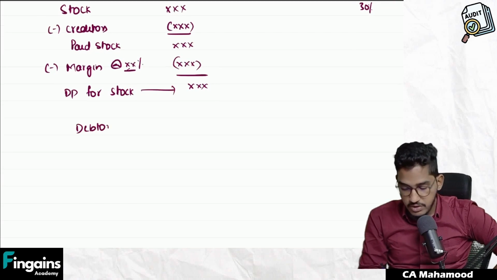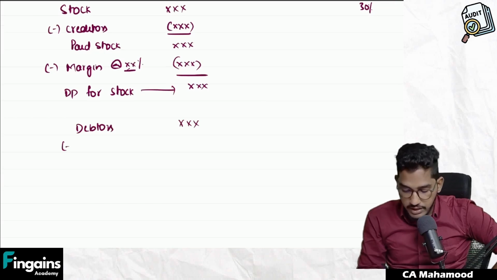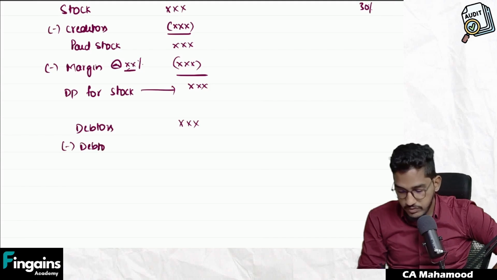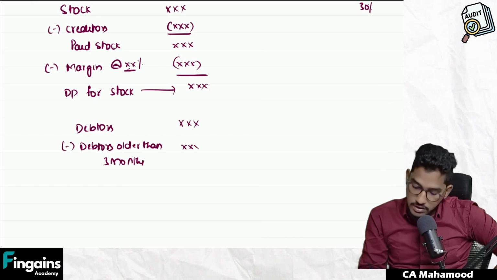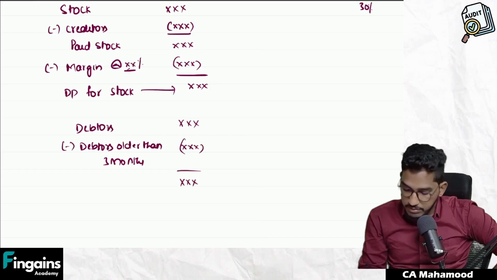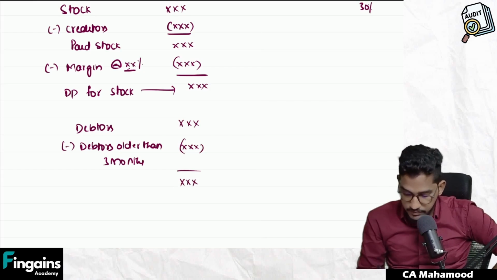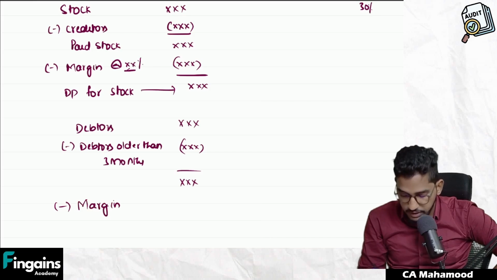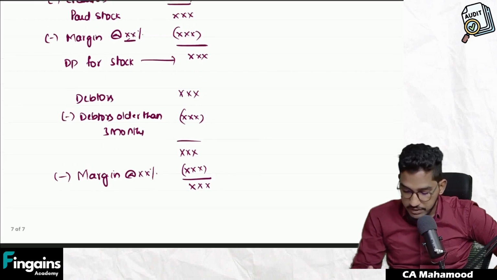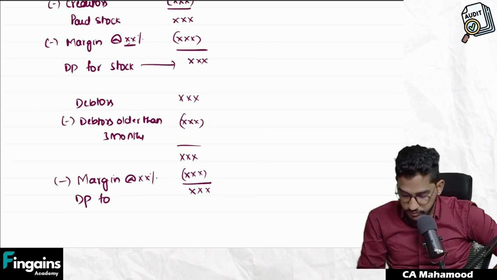Then you have to take the debtors. From the debtors, reduce the debtors older than 3 months. Now you will get some figure. From this figure, you have to reduce margin. In the question they will mention the percentage of margin. If you reduce it, you will get a resulting figure, which we call the drawing power for debtors.